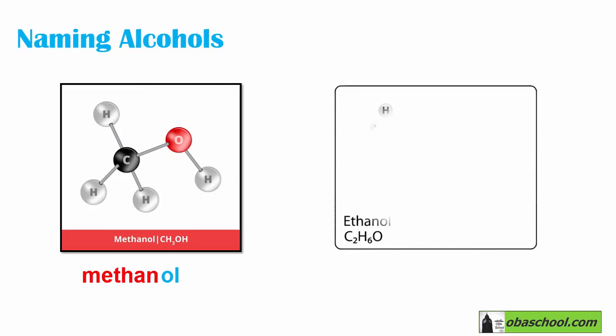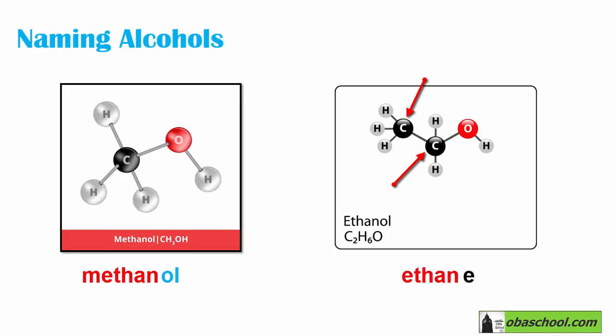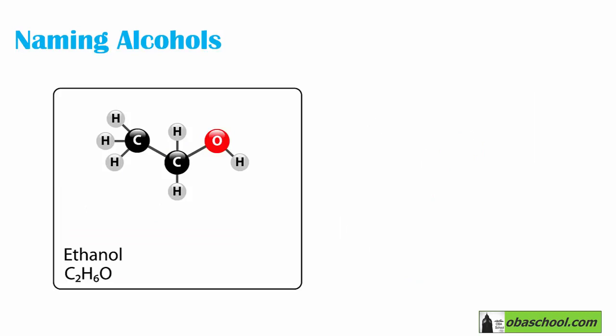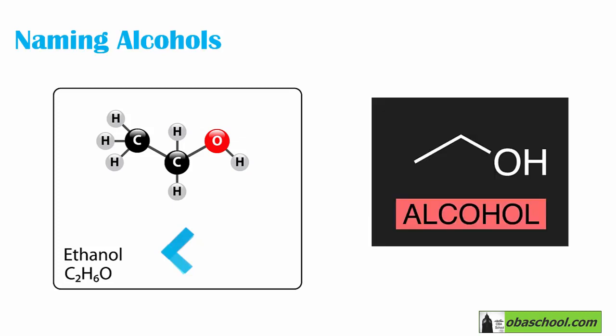The next alcohol will have two carbon atoms. So the name will be ethane, and then we will drop the E and add the suffix -ol. So this is ethanol. However, with chains which are longer than ethanol, so if we have more than two carbon atoms, we will use a number or a locant to show where the OH group is.